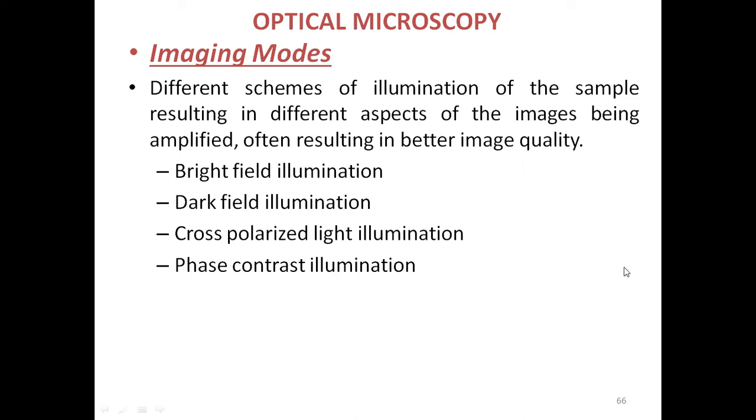Imaging modes. There are different schemes of illumination of the sample, resulting in different aspects of the images being amplified, often resulting in better image quality. It means that because of different illumination or lighting, the same image will be visible in different aspects. There are different illumination techniques. First one, bright field illumination, dark field illumination, cross polarized light illumination, phase contrast illumination. Let's see how they are different.